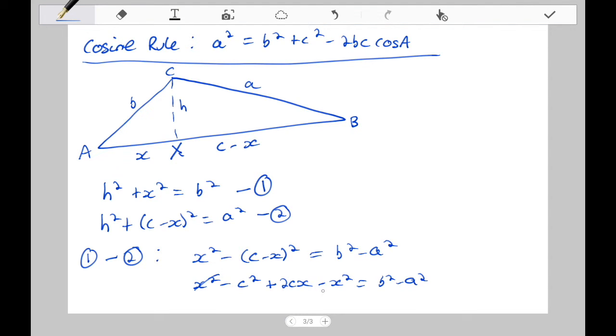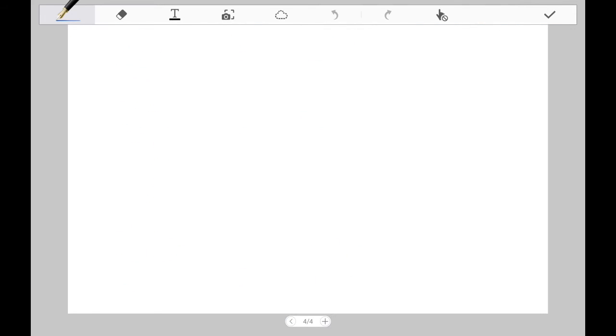So the x squareds will cancel, and we will end up with 2cx minus c squared is equal to b squared minus a squared. Now we're going to rearrange for a, and we'll see that a squared is equal to b squared plus c squared minus 2cx.